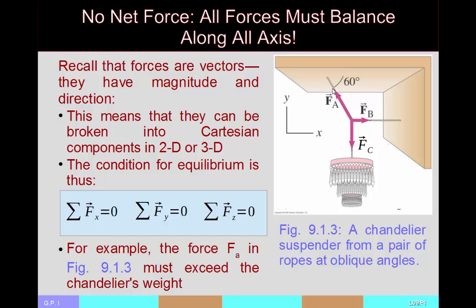So therefore you can actually determine how much force is in B and in C based on the weight of this chandelier and based on this angle by breaking Fa up into components, and the x component must be in the negative direction and opposite B. The y component must be in the positive y direction and opposite Fc. The basic condition is that the sum of forces in x is equal to 0, sum of forces in y is equal to 0, sum of forces in z, if you need a third dimension, are also equal to 0.